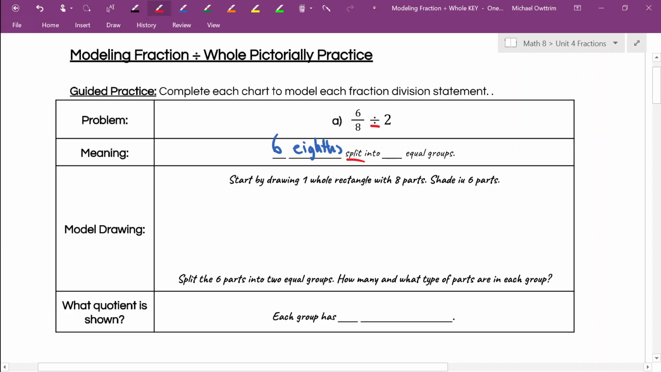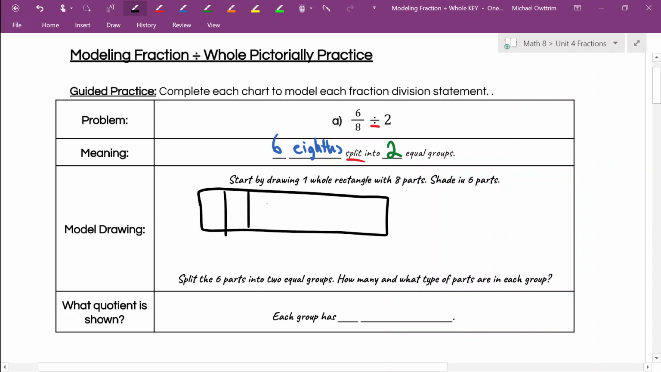And then we have two ways we can treat that second number in our division statement. Since 2 is a whole number, we're going to treat it as our number of equal groups. So we want to draw 6/8, and split those 6/8 into two equal groups. To do that, we're going to draw one whole rectangle and divide it up into 8 parts. 1, 2, 3, 4, 5, 6, 7 dividing lines makes 8 equal parts. And we have 6 of those, so we'll shade in 6 of our 8 parts. That represents our 6/8.